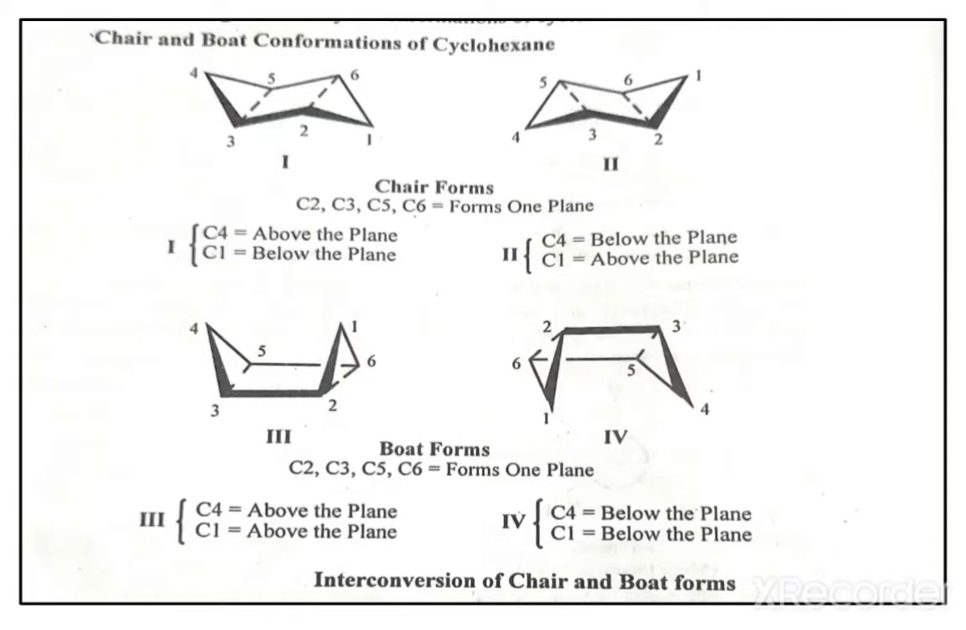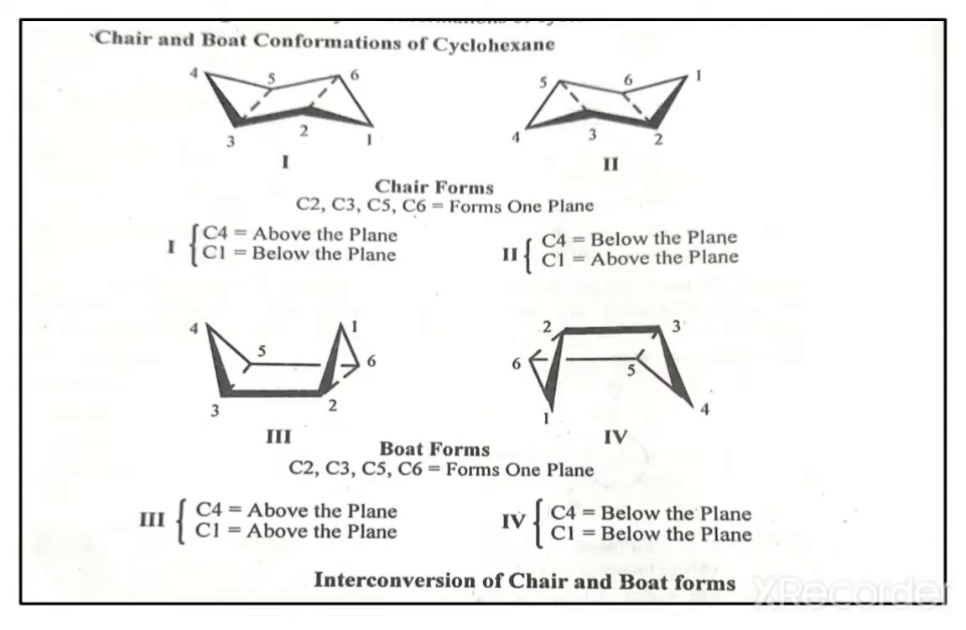In 1890, Sachse suggested that cyclohexane could exist in two non-planar structures which will be free from the angle strain. The first one is the chair form and the second one is the boat form. That means the scientist Sachse suggested that cyclohexane exists in two non-planar structures, and it is free from the angle strain. First one is the chair conformation and second one is the boat form.